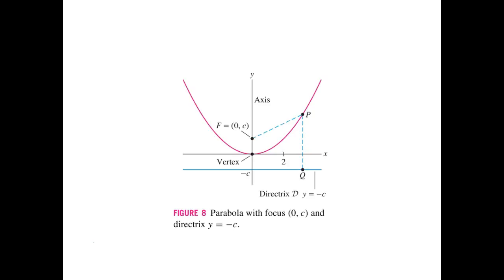So the distance from the focus to this point is the same as the closest distance from the point, the perpendicular distance, to the directrix. That line and this line are the same length. Further up here you go, the further up there you go. So basically, that's it. All right.